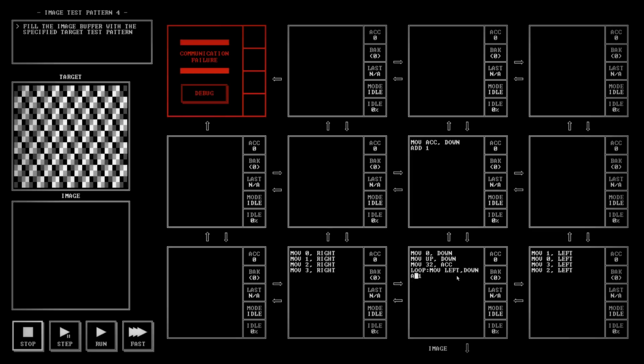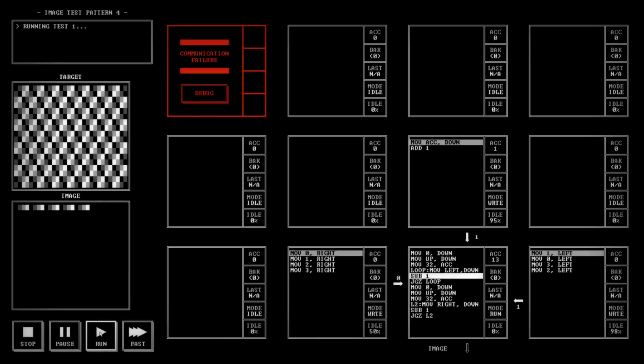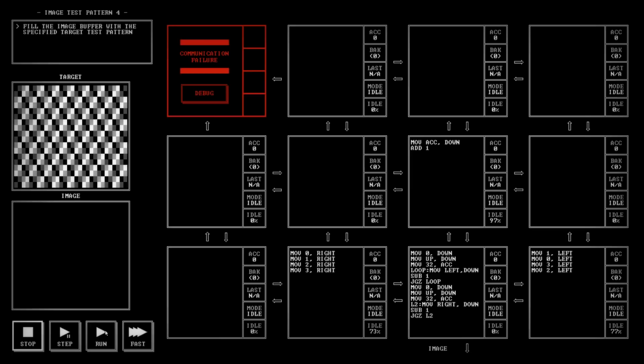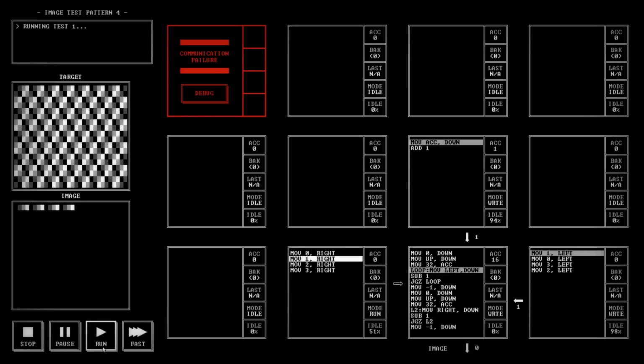Move left down, sub 1. Yeah, jugs loop. So then, something like that. My y coordinate didn't change. Why? Shouldn't it have? Oh, I didn't move a -1. That's my problem. Got it. That's all. Okay, I think I'm done. Well, that was trivial.